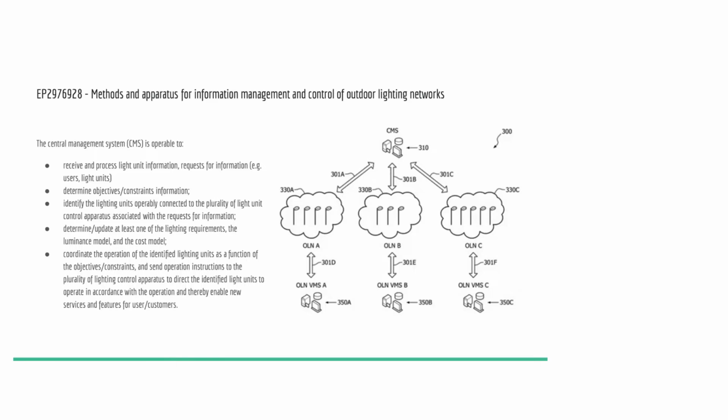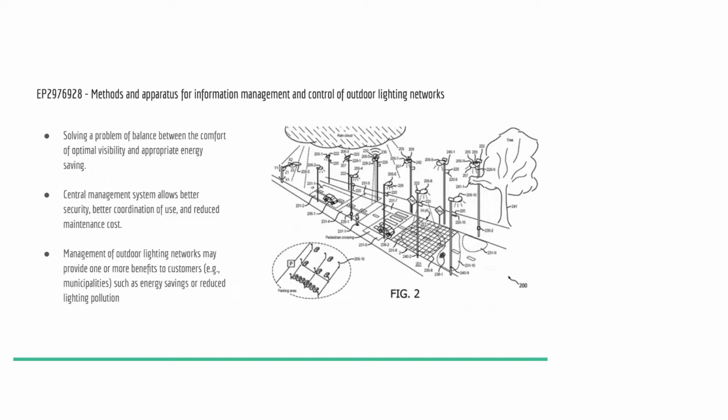And then the next slide, the benefits of this solution: it will solve the problem between visibility and comfort in the city and on the street in particular. Also, this central management system will allow better security, better coordination, and reduced management costs, because everything will be in one place. And the management of these lighting networks will provide benefits such as energy saving, reduced light pollution and cost reduction. So this is what was about the streets and the cities.